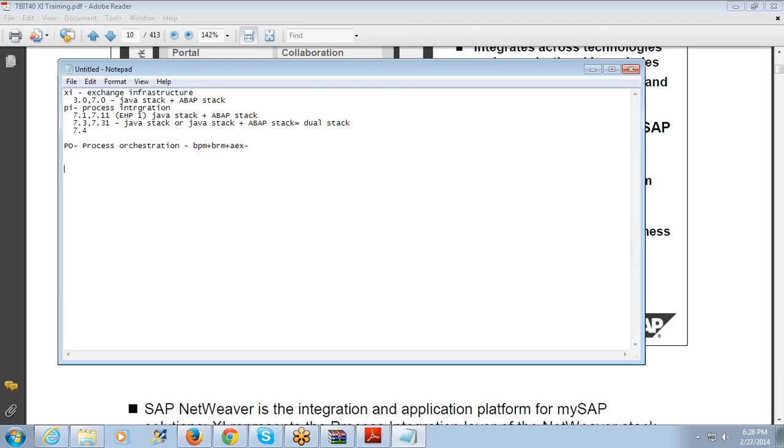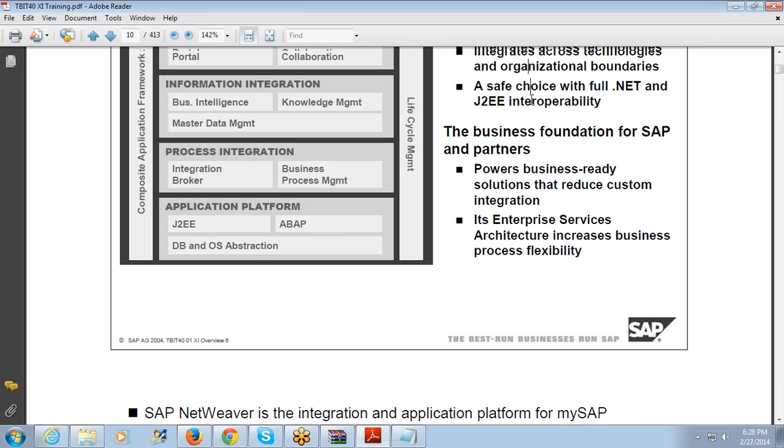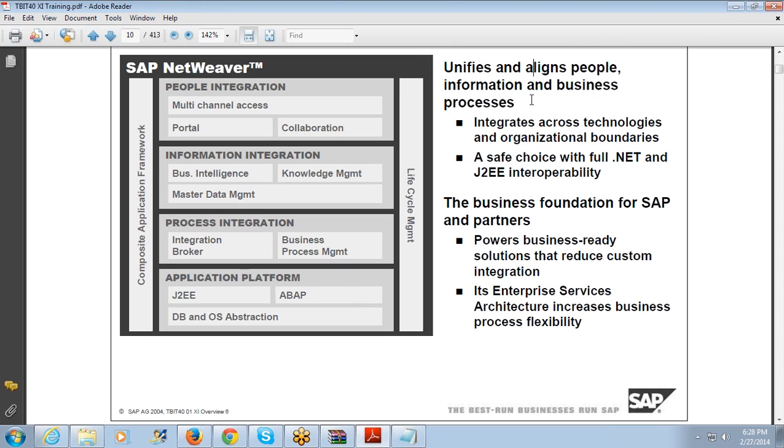So these are the PI total versions. Coming to PI, it is part of SAP NetWeaver. SAP NetWeaver is a suite of integration technologies: people, process, and information. All together these are called the SAP NetWeaver suite of technologies. Let me show you. Are you able to see my screen? Yes. Here you have SAP NetWeaver with people integration, information integration, and process integration. The last stack is called process integration.